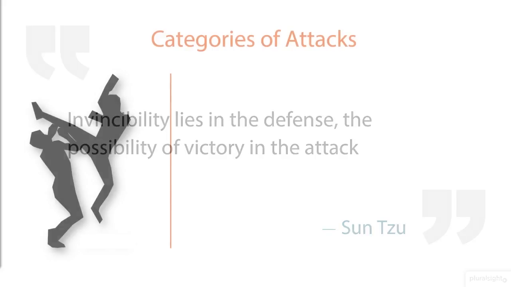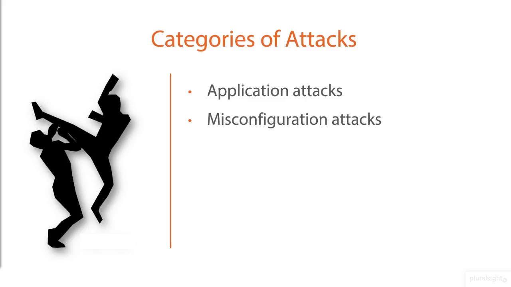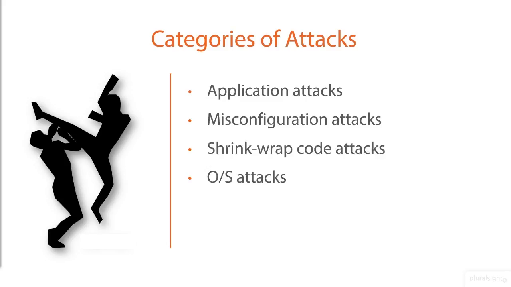But what we want to do is go through and take a look at the different categories of attacks. The categories of attacks typically fall within the following 5 areas. An application attack, we'll take a look at that and discuss what it does. We'll also take a look at misconfiguration attacks. We'll then look at our shrink wrap code attacks, our operating system attacks, and then finally we'll go through and look at the different entry points that attackers will use to implement these types of attacks.